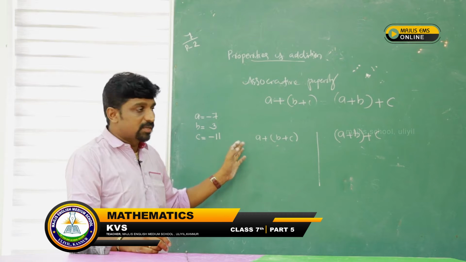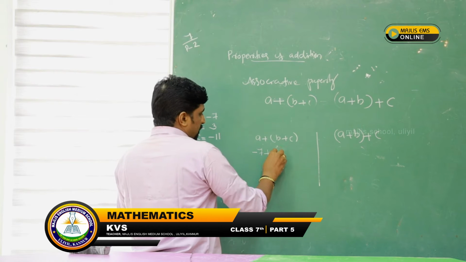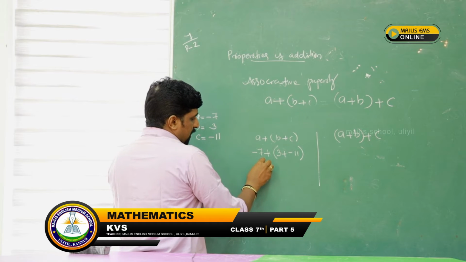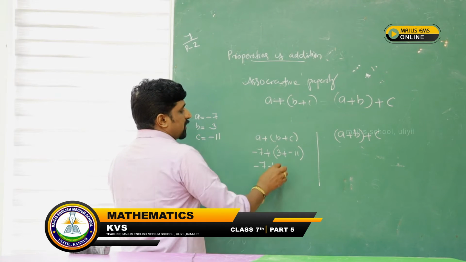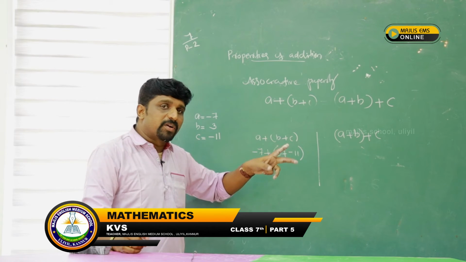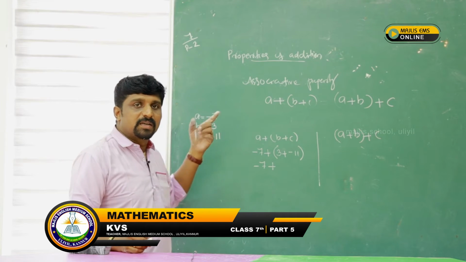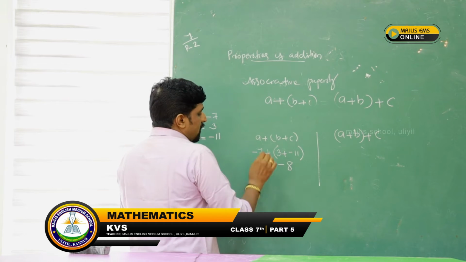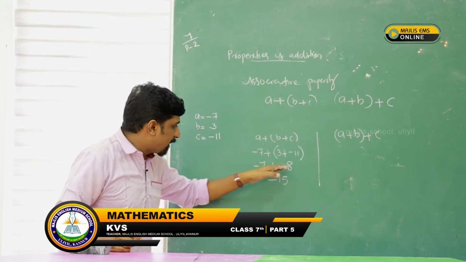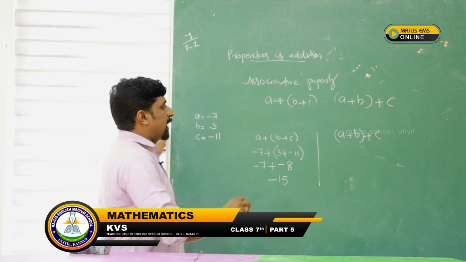First we can find out the LHS, (A plus B) plus C. Substitute properly: A equal to minus 7 plus B plus C, that means 3 plus minus 11. That is minus 7 plus 3 plus minus 11. Different symbols, because 3 is positive and this is negative. Different symbols means subtract and put the greater number's symbol. 11 minus 3 is 8, therefore minus 8. Minus 7 minus 8 is minus 15. Both are the same symbol, add the numbers and put the same symbol. Therefore minus 15.